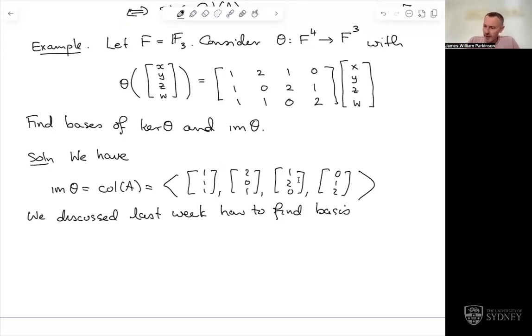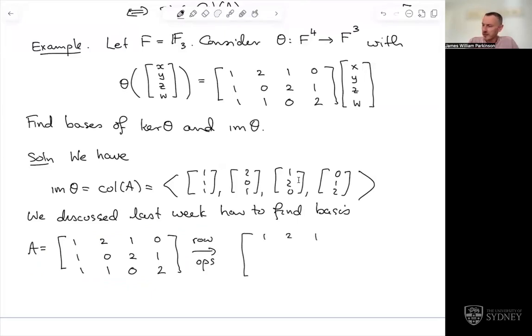So let's do that. We have A, it's this matrix. I'll just cut and paste it. And we row reduce away, do lots and lots of row operations. I did this earlier, and I get this. There are 2 pivots there, this guy and this guy. These are the pivots.